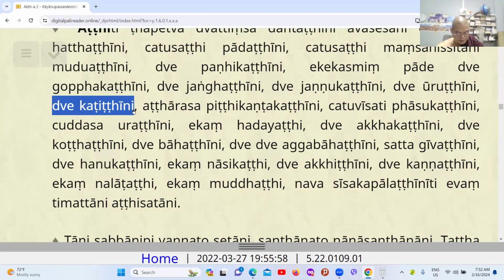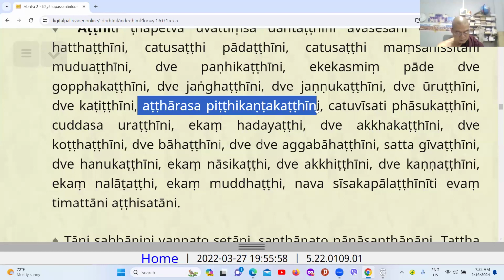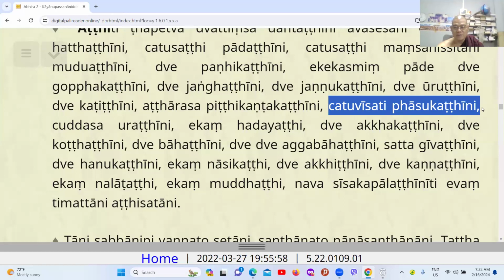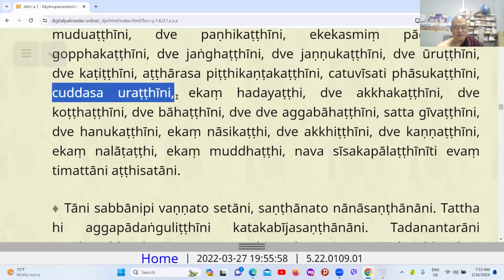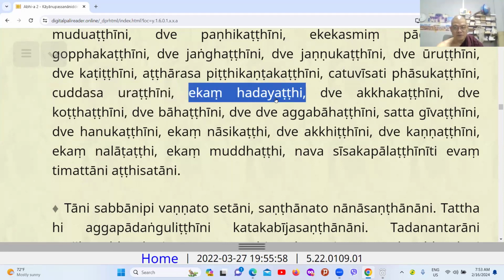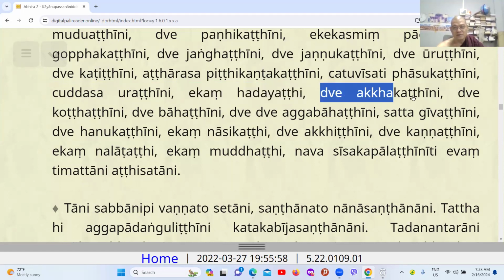Atarasa petikagatini, the 80 backbones. I don't know those 80 backbones. Jadu wisru pasukatini, pasuka means rib bone. Rib bone 34. Chudasa uratini, chest bone 14. I don't know. Eka hadiati, so the heart bone is only 1. I don't know what that is. Heart bone. Dwe akikatini, 2 eye bones, 2 from each side.